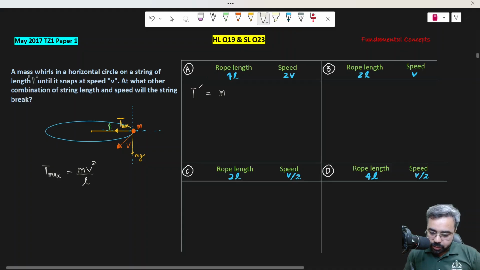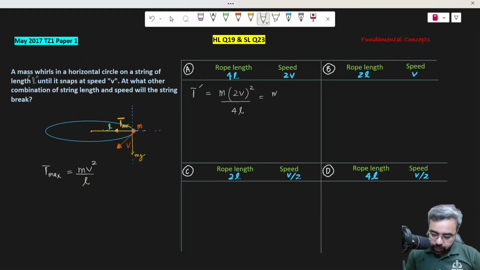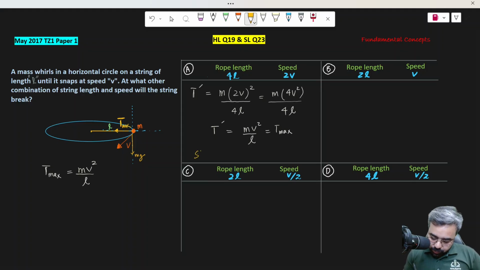The mass is not changed, m, and v square is 2v whole square divided by the radius, which is 4L. So it is 4v square divided by 4L, and obviously you can see that it has become equal to T max. It means that this is a combination of the length and the speed at which the string breaks. So the string breaks, but I will quickly show you the others.